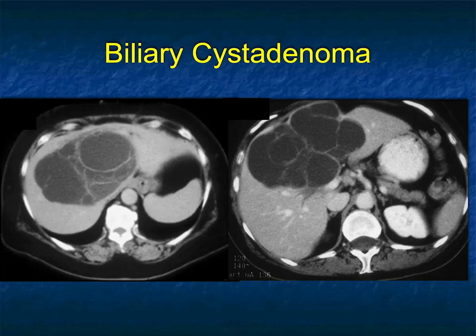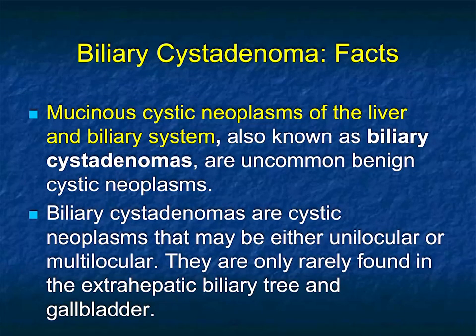In the differential diagnosis, when I look at this case, perhaps based on the cases a few moments ago, the first thing I would have said was, could this be Hydatid disease? Clinical history and lab values can help you, but this was a biliary cystadenoma. Again, mucinous tumor of the biliary tree and liver.